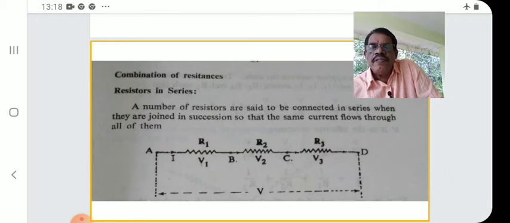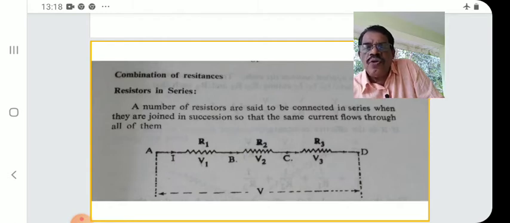The same current passes through all the resistors, and the total potential applied is divided. Let the potential across R1 be V1, V2 across R2 and V3 across R3.